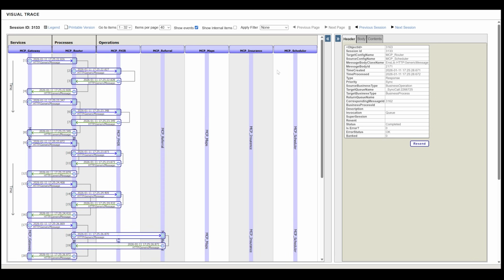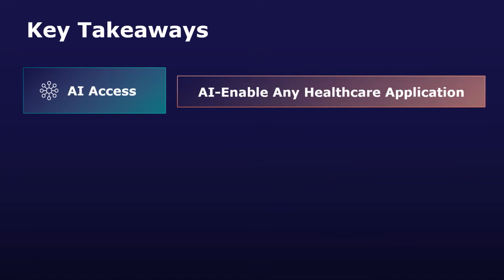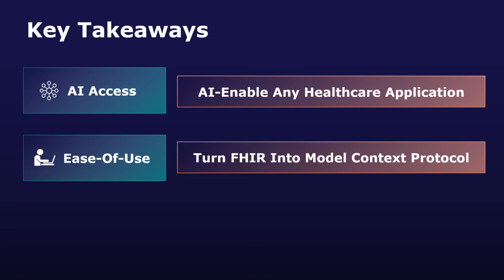And what's important to note here is not only are we able to use MCP to access FHIR data for the agent, we're also able to take action on that data. As we can see through this visual trace, we're hitting some MCP tools that are allowing us to do things like schedule an appointment with that information or look up a patient's insurance information to see if services are in network. We just saw agentic access, so the ability to AI enable any healthcare application.